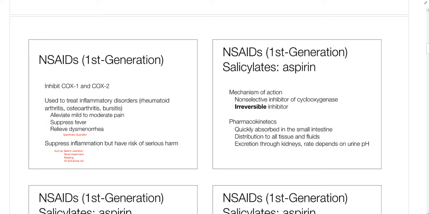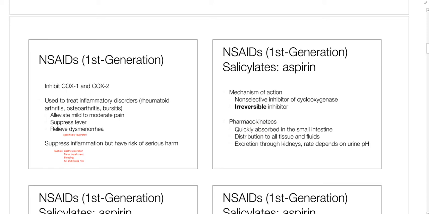So our first generation, aspirin, these are salicylates. That's just the kind of class that aspirin falls under. It is a non-selective inhibitor of cyclooxygenase, so that means it goes to both COX-1 and COX-2. Remember that salicylates, aspirin, are the irreversible form of NSAID inhibitors. So that's like being, I believe, a non-competitive antagonist. I think. I feel like that word's misspelled.